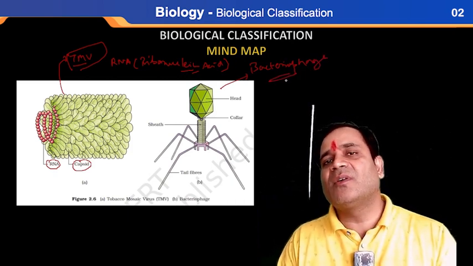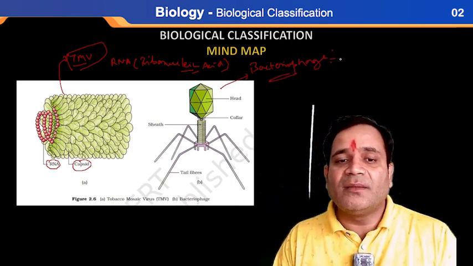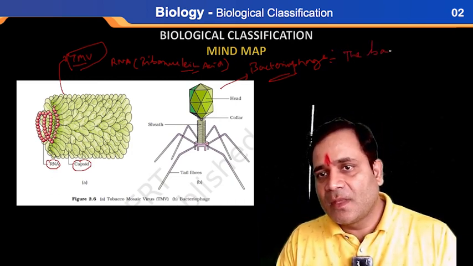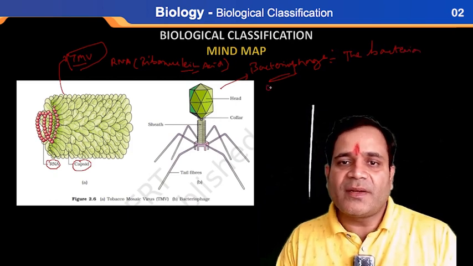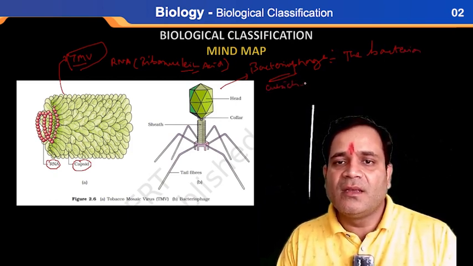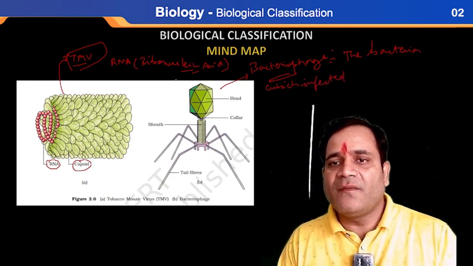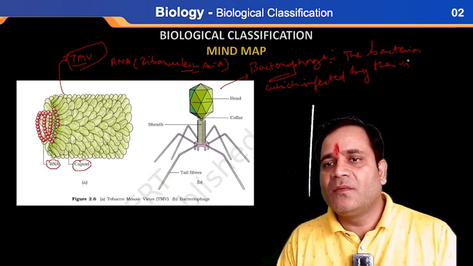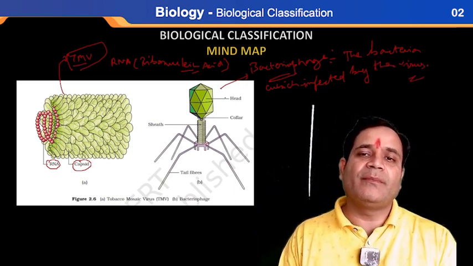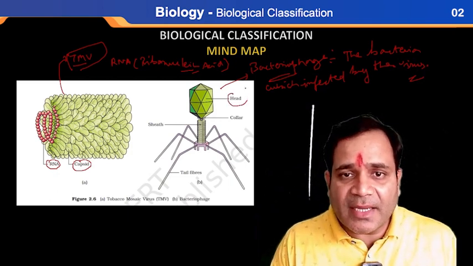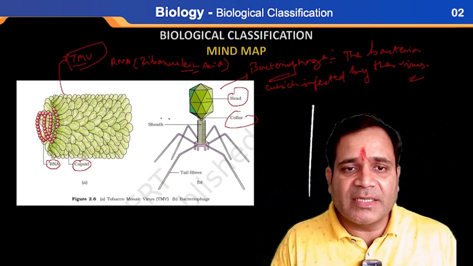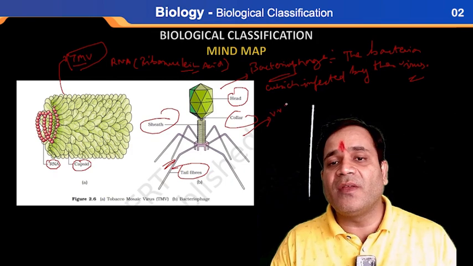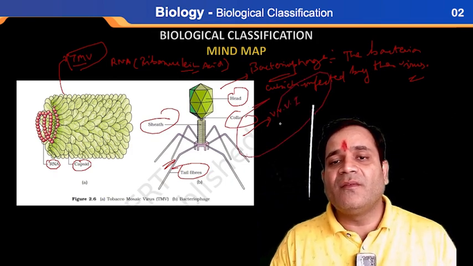If I'm saying bacteriophage, it means bacteria which are infected by a virus. Infected by whom, my dear? By the virus. That's why I'm saying bacteriophage. See here, this one is the head, this one is the collar, this one is the sheath, and this one is the tail fiber. This diagram is very, very important. VVI, my dear. Clear?